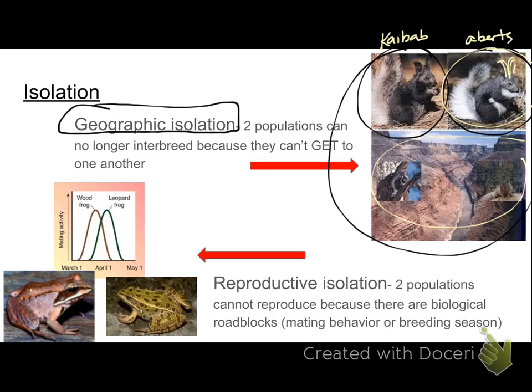So Kaibab squirrels only live north of the Grand Canyon, and Abert squirrels only live on the south side of the Grand Canyon. At one point, they were together. At one point, they were a single species, but they became isolated. They couldn't reproduce anymore. No squirrel is going to hike down into the canyon, cross the raging Colorado River, and hike up the other side to get a sweetheart. It's not going to happen. Proximity selection says squirrels are not going into long-distance relationships.